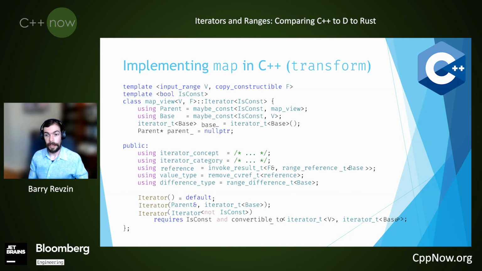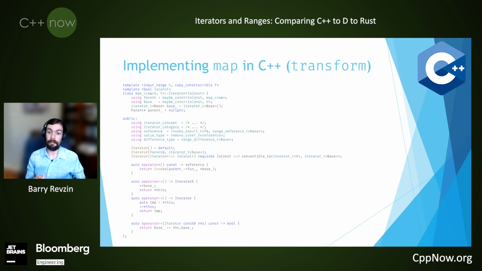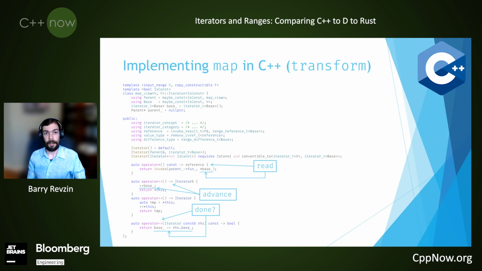But then we get to the real meat of the iterator, which is the really important functions. So we have our read operation, which is based on just invoking our function on the result of reading the underlying iterator. So we implement our read in terms of the underlying read. Advance is simply advancing the underlying iterator. There isn't anything else we have to do there. And done is likewise also just comparing the underlying iterators there. There's nothing special that map has to do in this case.